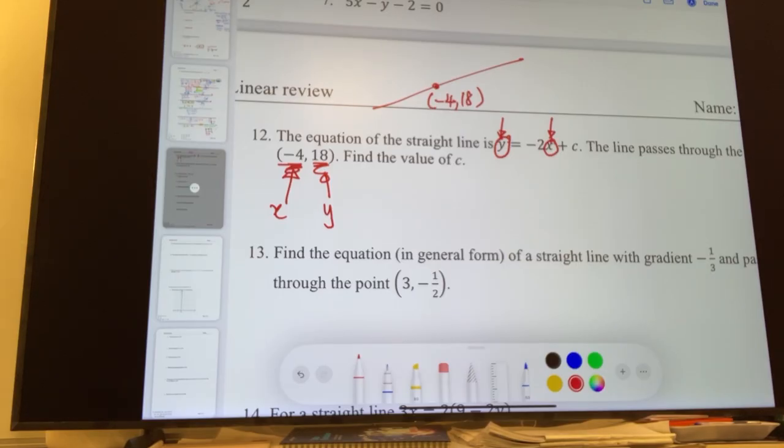The x is -4, the y is 18. -2 times -4 bracket. Okay, and what is this going to give you?